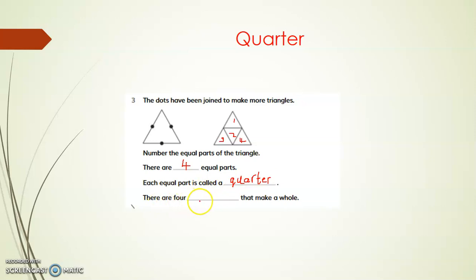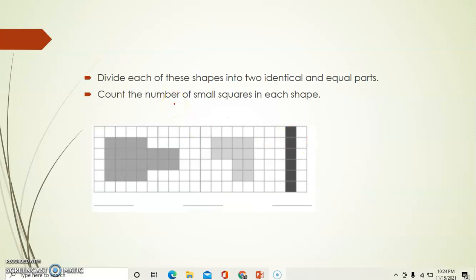There are 4 quarters that make a whole. It is divided into 4 equal parts. Now, all 4 taken together will give you one whole. So, there are 4 quarters that make a full. Q-U-A-R-T-E-R-S. Quarters. Okay.